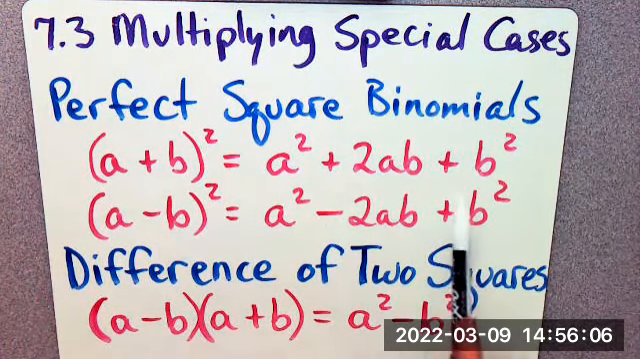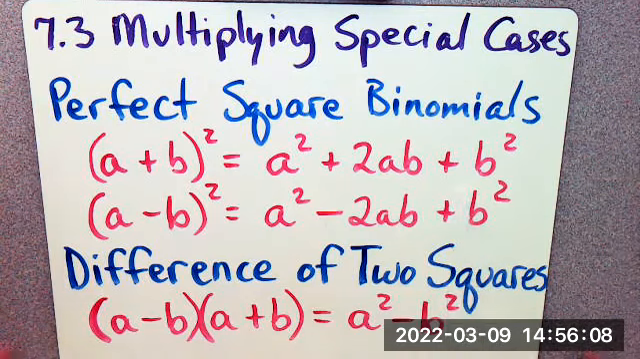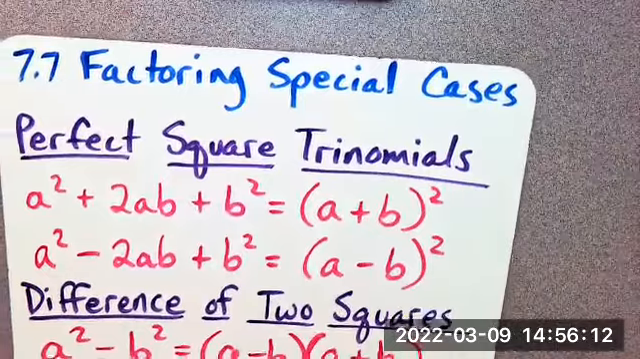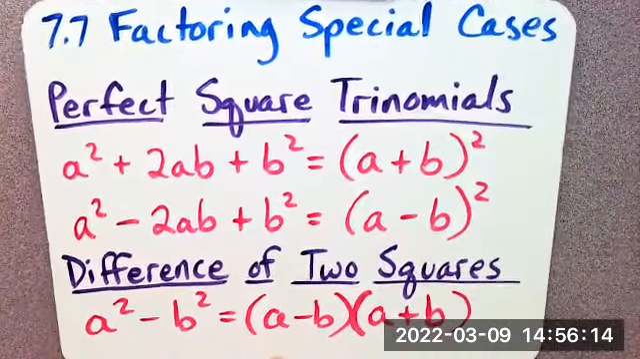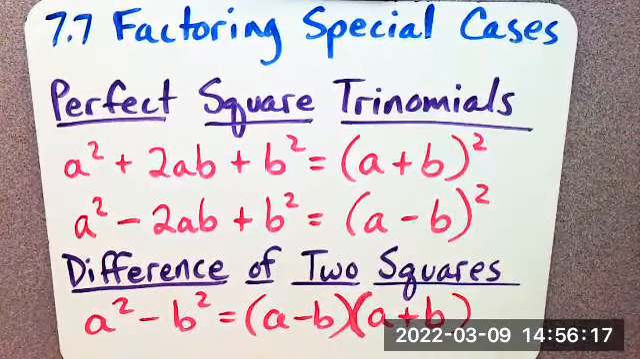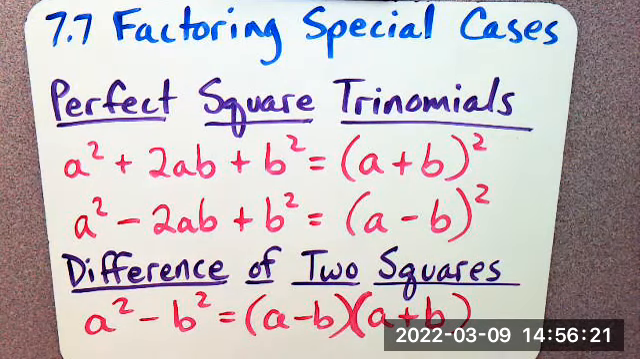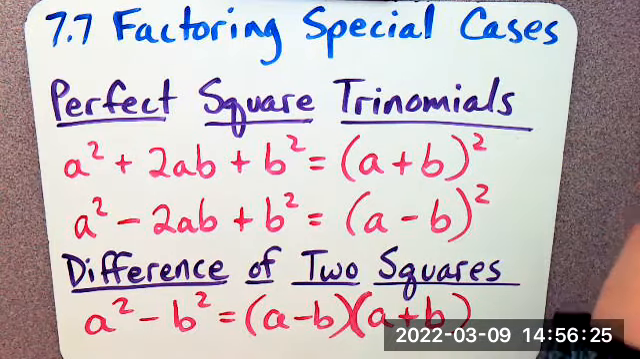So we have these formulas, but now we're going to go backwards and we're going to start with the trinomial and find how it's factored. So these would be our special cases, and it's a good thing to memorize these special cases. Save you a lot of time.